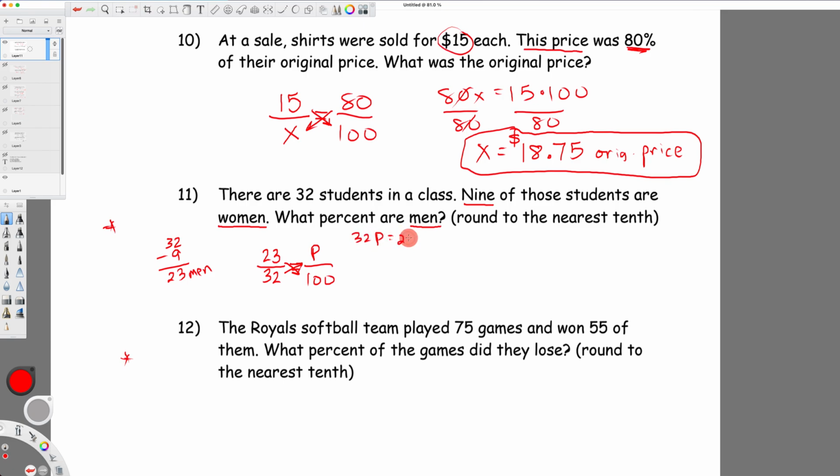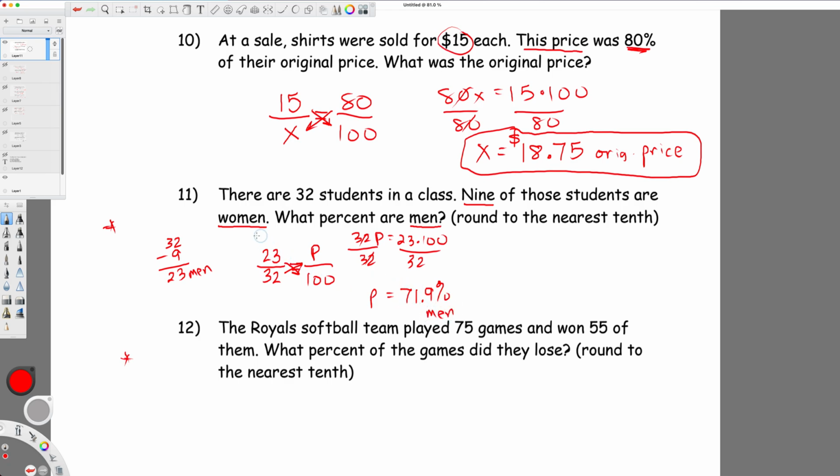32P is equal to 23 times 100, and I'll divide by the 32. It says round to the tenth, that's one decimal place. So 23 times 100 divided by 32, and I get 71.9 if I round. 71.9%. And that is men.